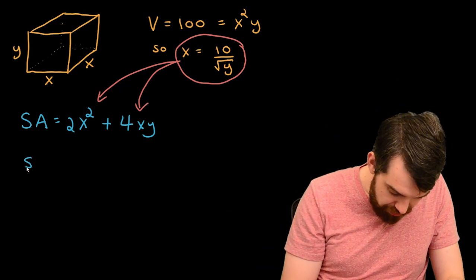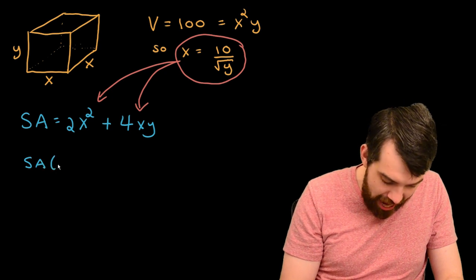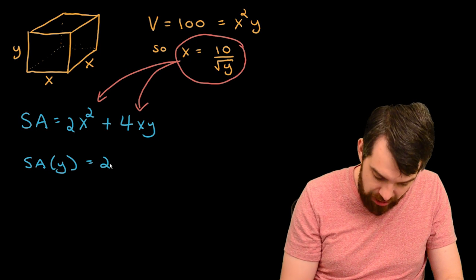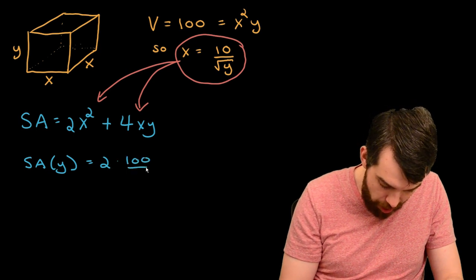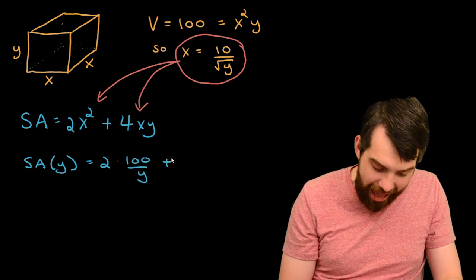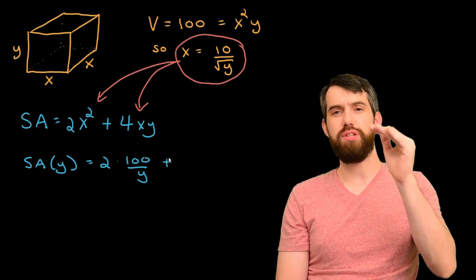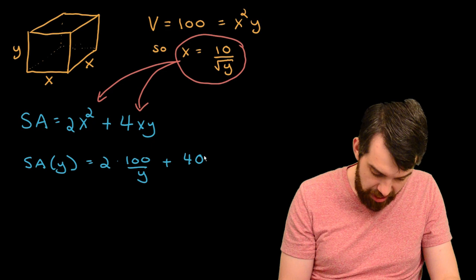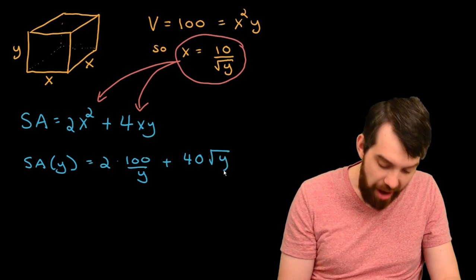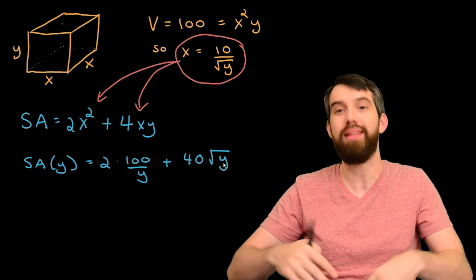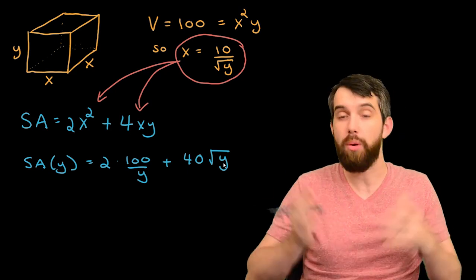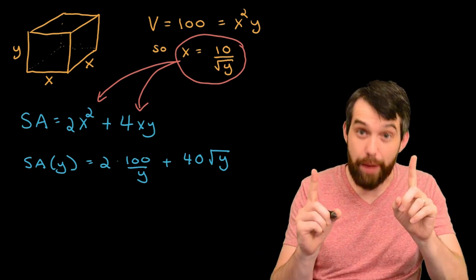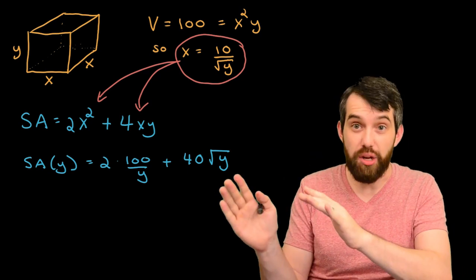We're going to say that the surface area, because I asked for it in terms of y, is therefore equal to 2 times x squared, which is 100 divided by y. And then x is going to be 1 over the square root of y times 10. So I think it's going to be 40 times the square root of y. Y on the top divided by the square root of y leaves the square root of y on the top. Okay, this is pretty good. So now I've got this as a function of y. Next step: differentiate, set it equal to 0.